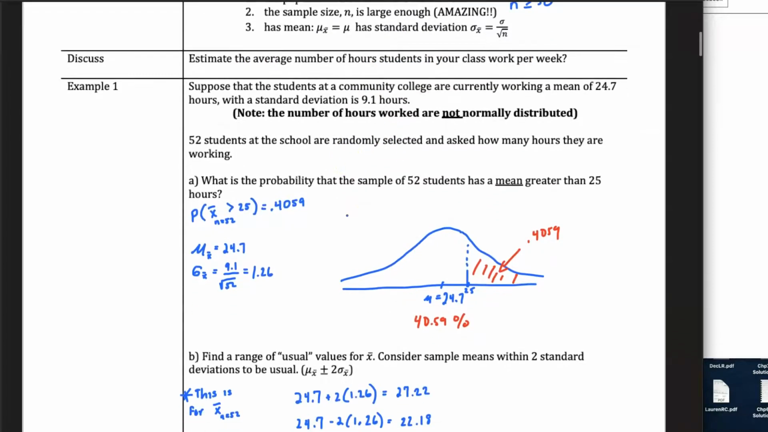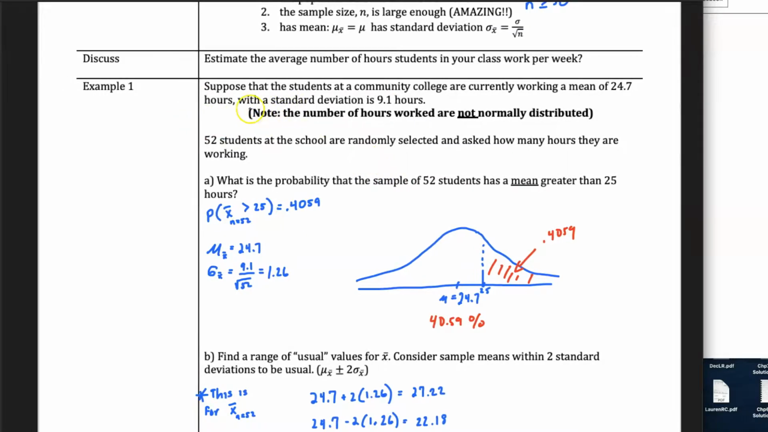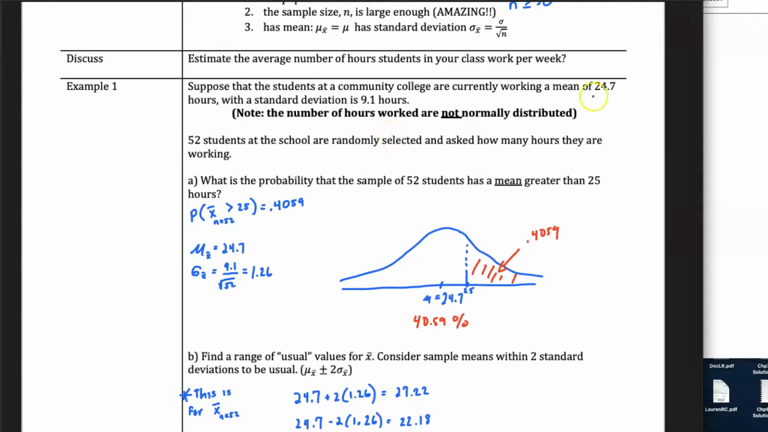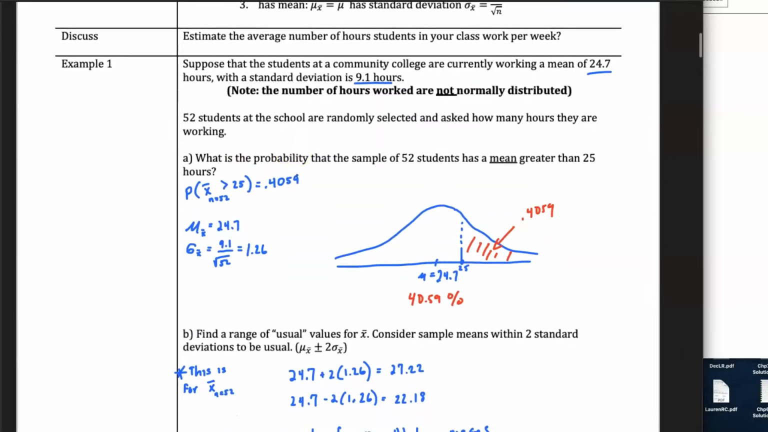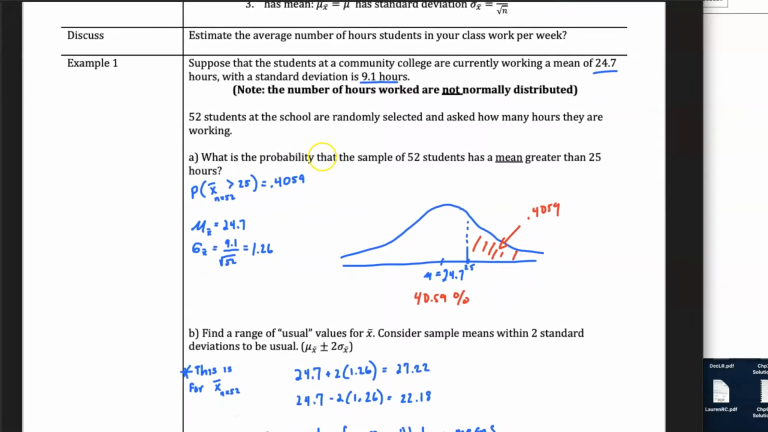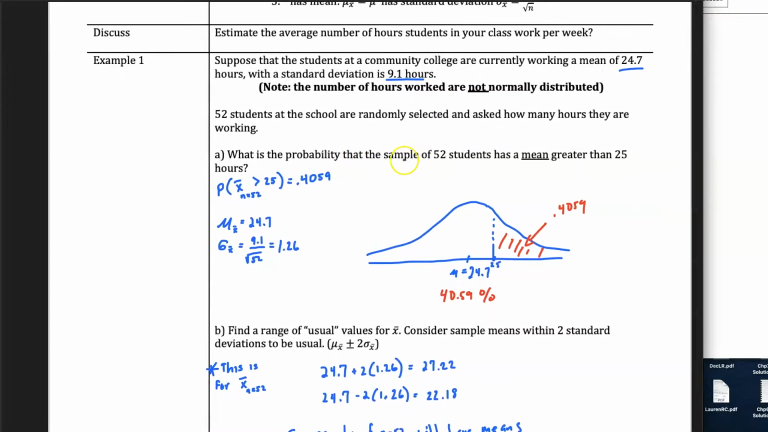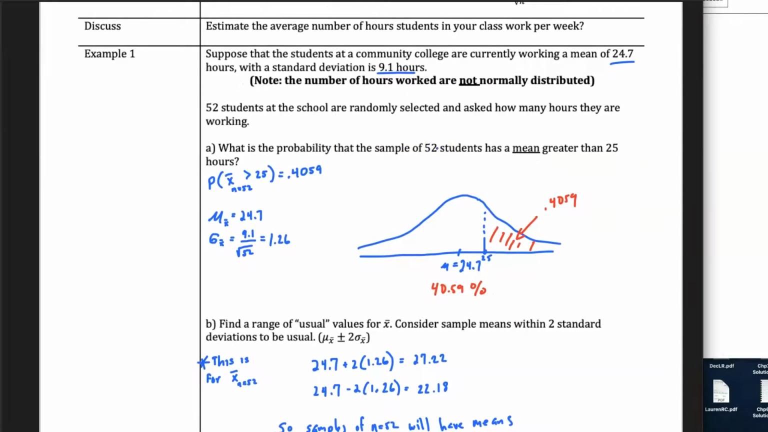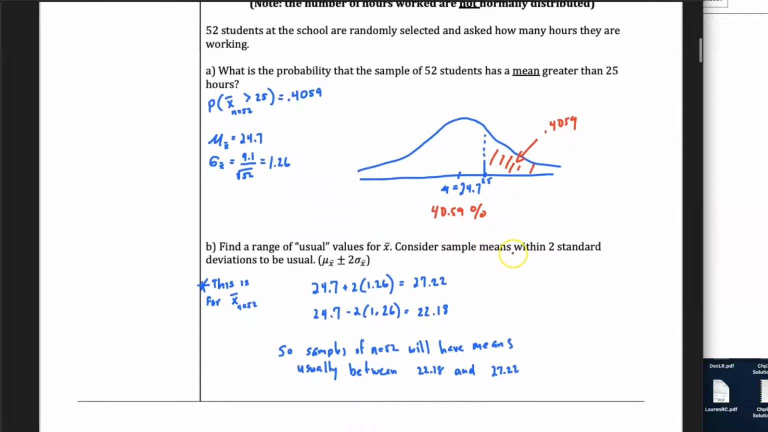As we think about this, let's look at the problem that emerges. Suppose that students at a community college work 24.7 hours on average with a standard deviation of 9.1. Now, if you randomly sampled 52 students at the school and asked how many hours they are working, what do you think the mean would be? And so that's our question: what's the probability that the mean of 52 students is greater than 25? What would we think about that? How would we calculate that? You'd get this answer here. Remember, this is from the previous section of what we had to do.